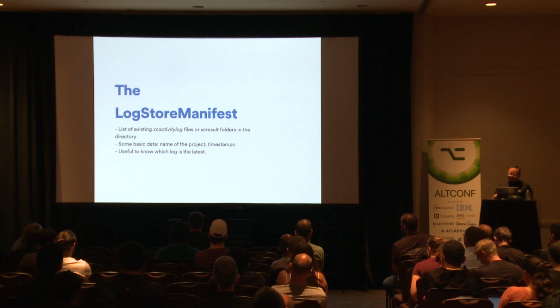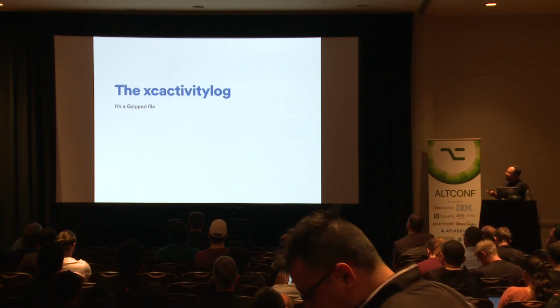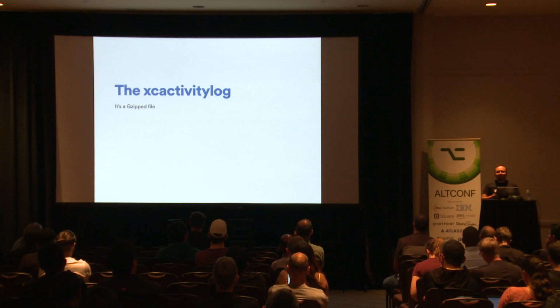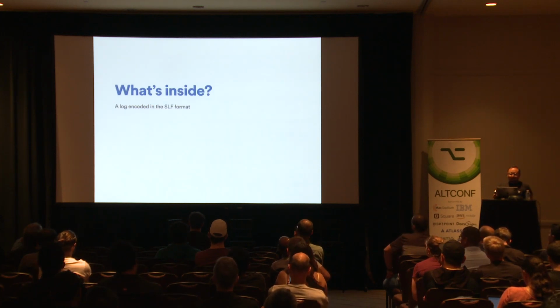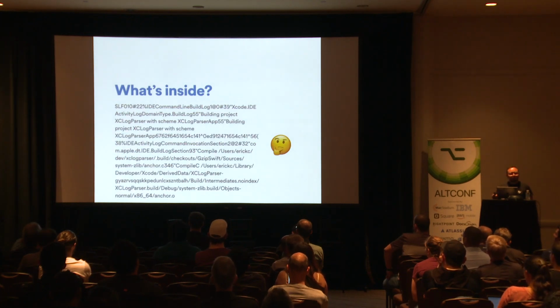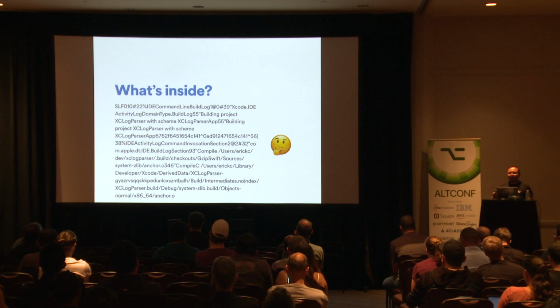But what about those xcactivitylog files? An xcactivitylog file is actually a gzipped file, so you can just uncompress it. And once you uncompress one of those files, you will find a file encoded in a format that is called SLF. If you open that in a text editor, it looks like this. So yes, you can understand that this is a log. There are some strings there. There are also some numbers, some weird characters. So that's what we found once we started looking at what was being generated by Xcode.